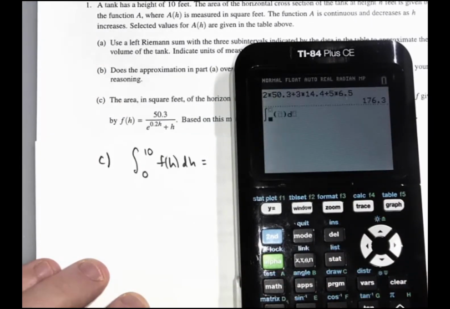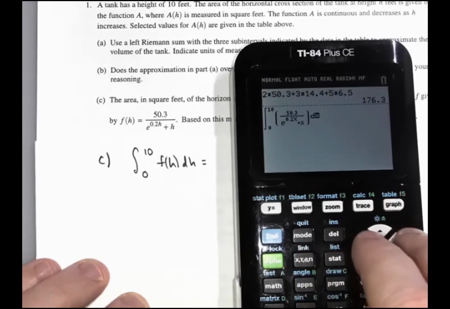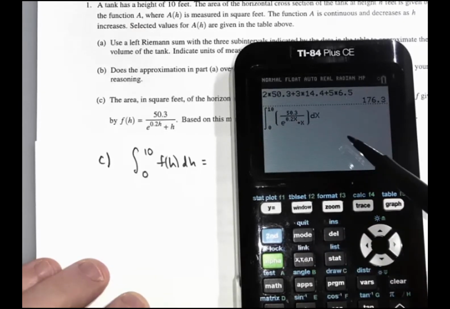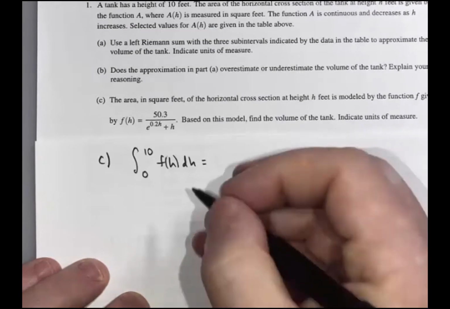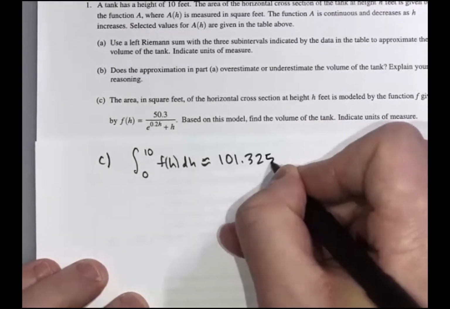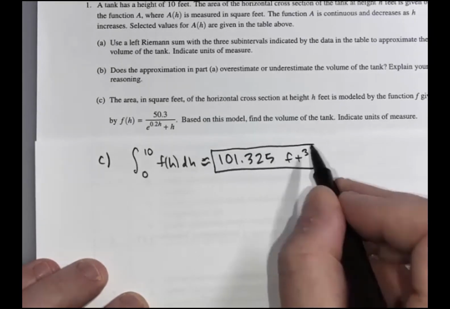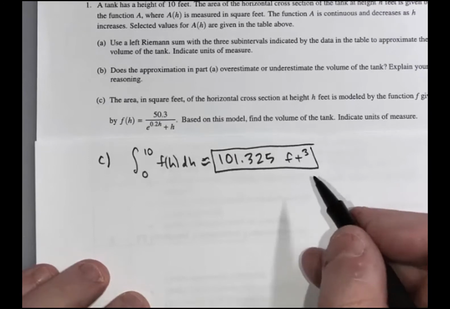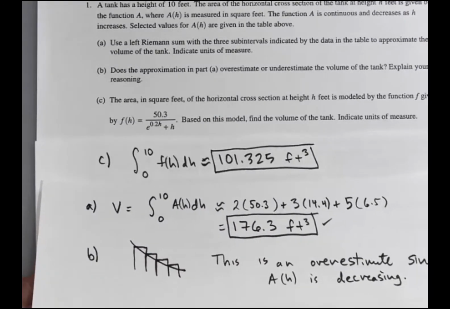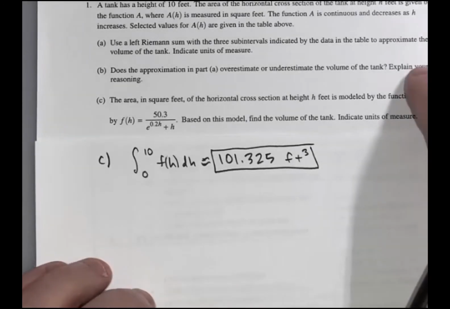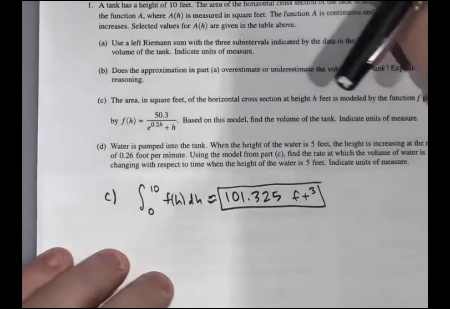So I'll go math 9, and we'll add up from 0 to 10 the function that is provided, which is 50.3 over e to the 0.2x plus x with respect to x. This gives us an answer of 101.325, so this is approximately 101.325, and the units are still cubic feet because you're adding up square feet multiplied by feet, and also because this is just a volume problem. Notice this truth is lower than the 176.3, so it's consistent with 176.3 being an overestimate. Okay, last problem, the related rate problem now.